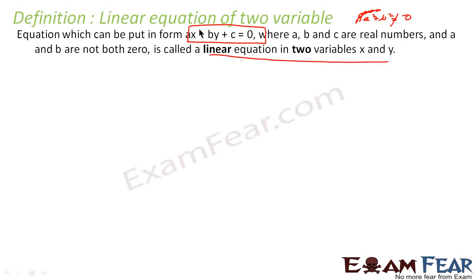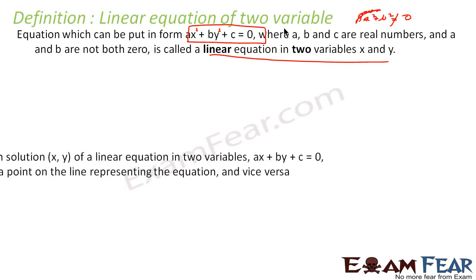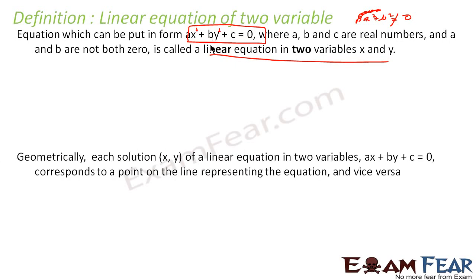Why? Because the maximum power is 1. If you see, x to the power 1, y to the power 1, the maximum power is 1, so they are called linear, and they are two variables, so they are called a linear equation in two variables. Now if you have two equations like this, that we call a pair of linear equations in two variables.